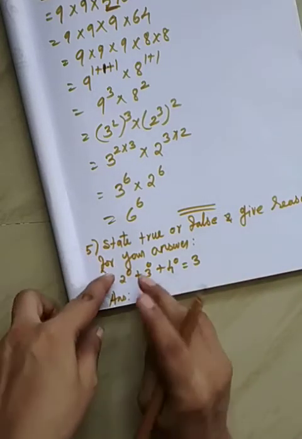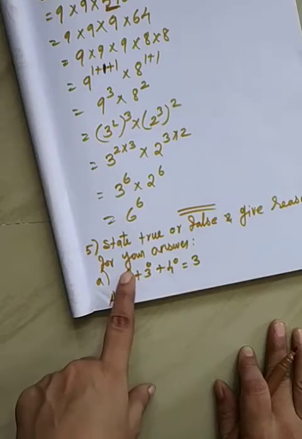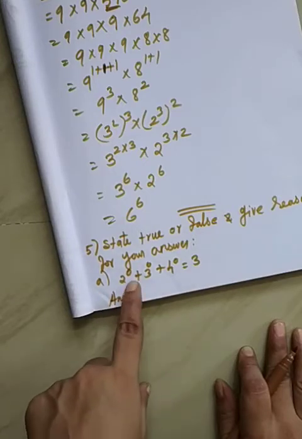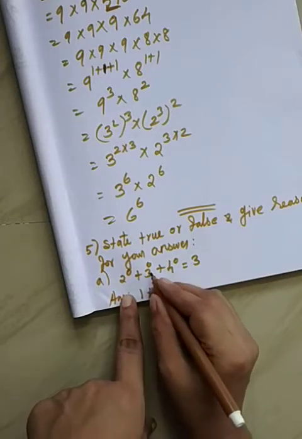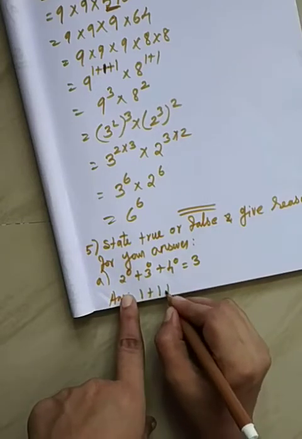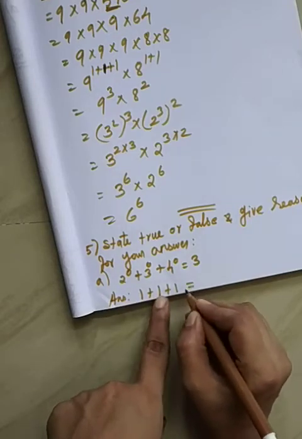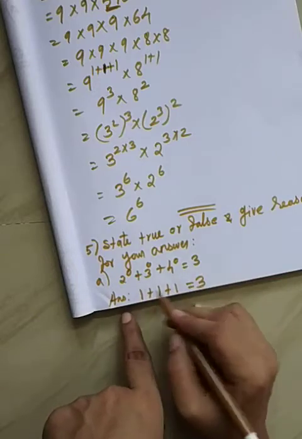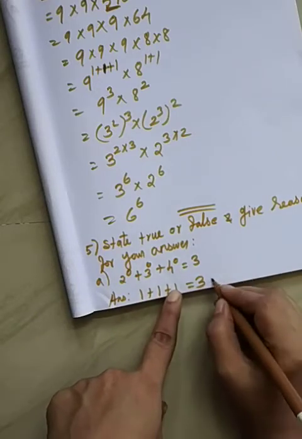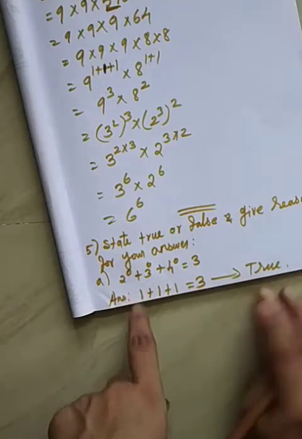2 power 0. Everybody knows the laws of exponent. Anything power 0, what is the value? That means a power 0, what is the value? 1. So you can put 1. Here also the same condition, so put 1. Here also the same condition, you have to put 1. Is equal to 1 plus 1 plus 1. The value is 3. So your answer is 3. So we can say the given problem is false.